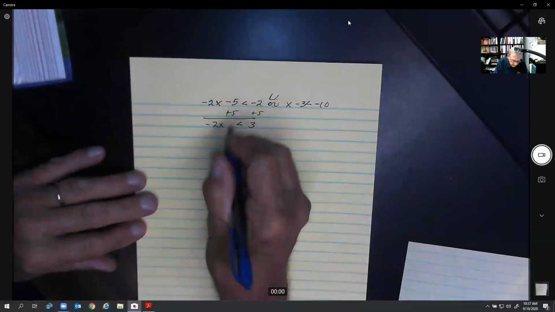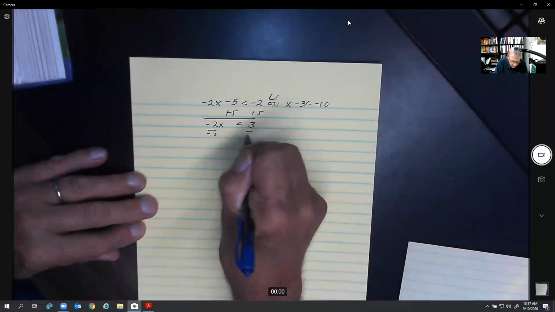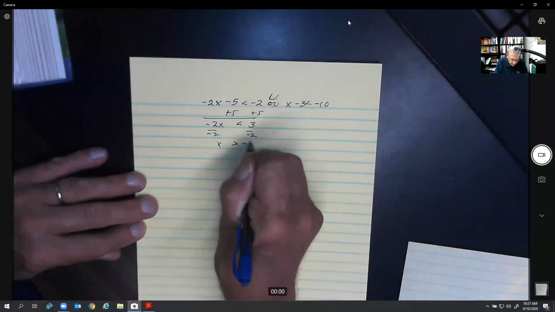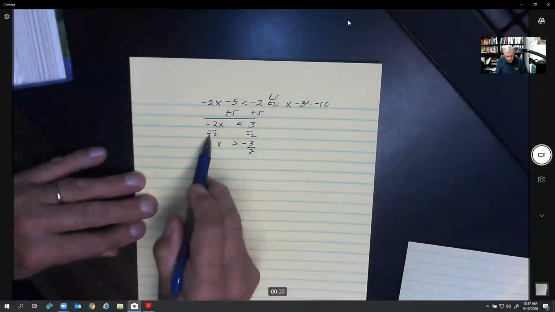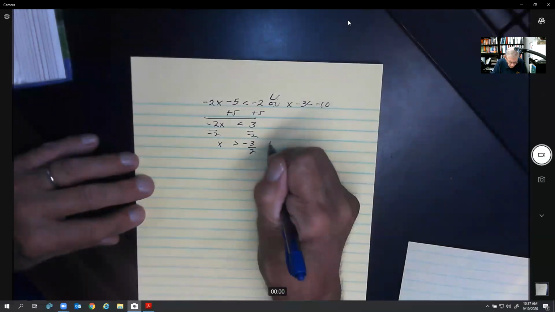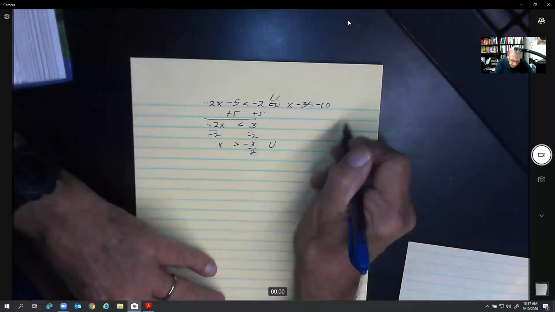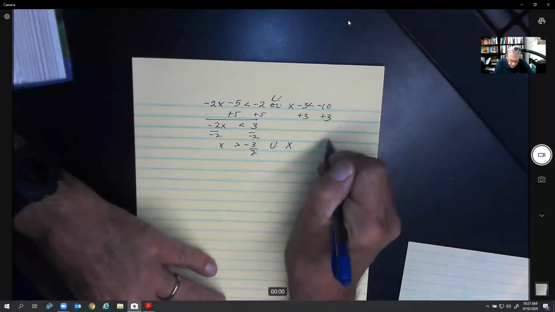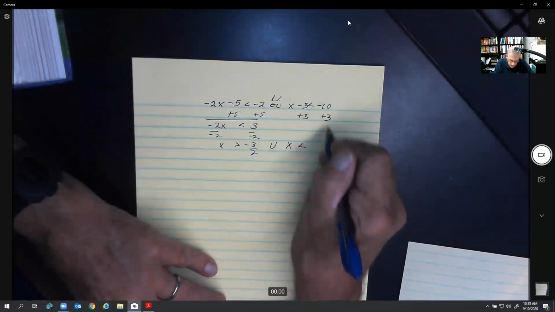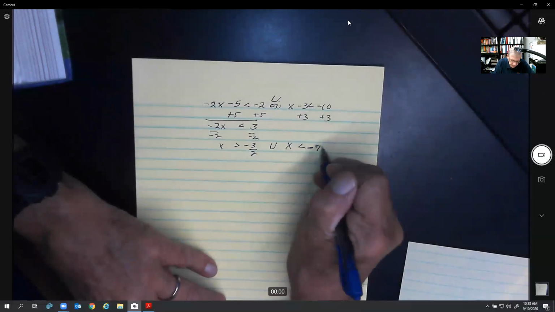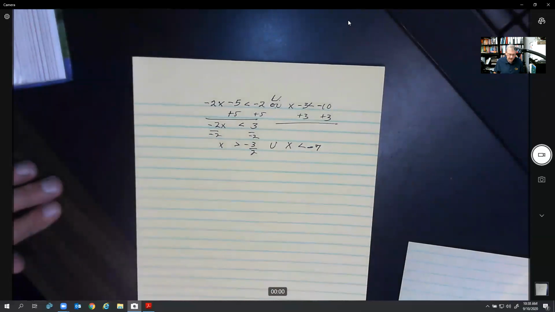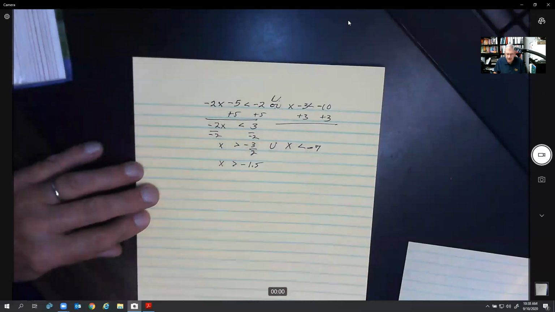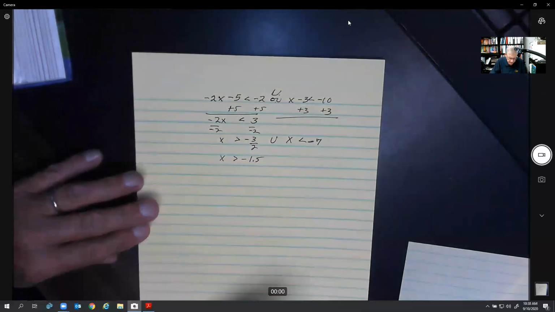And then I'm going to divide both sides by negative 2. I'm going to do the old switcheroonie, put the negative on the top. Divided by negative, union. On this one, I'm just going to add 3 to both sides. X is less than negative 7. All right, so let's see what happens here. Let's change this to a negative 1.5. It might be easier to think of it that way.